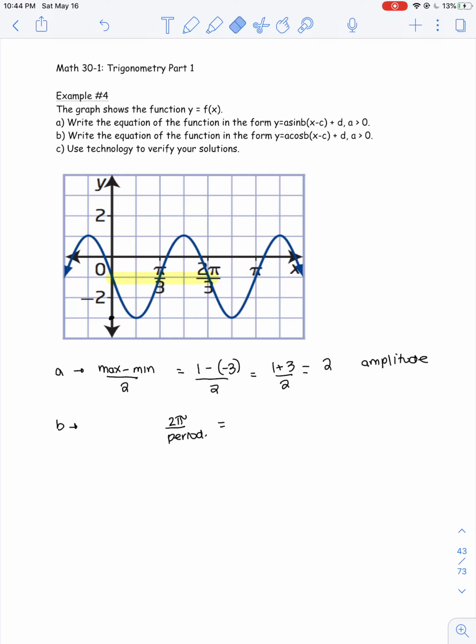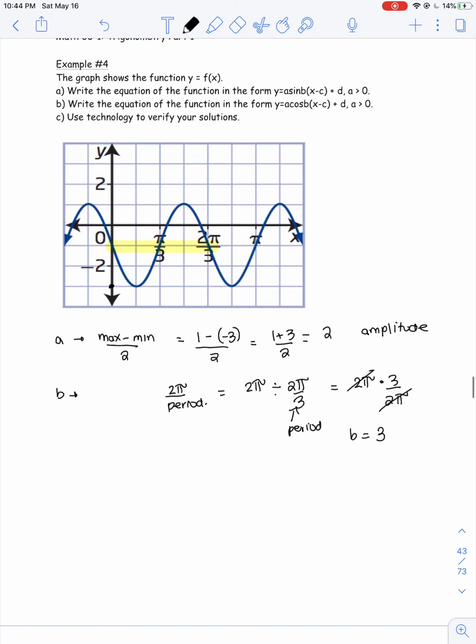I'm going to write it out differently just to make it easier for division. So 2 pi at the top, we're dividing it by our period, which is 2 pi over 3. That's the same as doing 2 pi multiplied by 3 over 2 pi. The 2 pi's will cancel, leaving us with a b value of 3. So that is our horizontal stretch. The factor would be 1/3 if you actually flipped it.